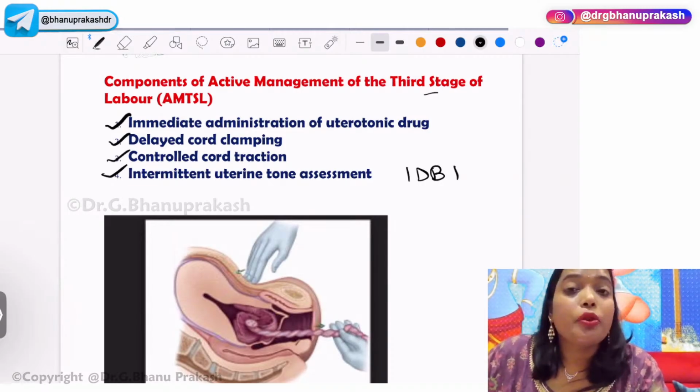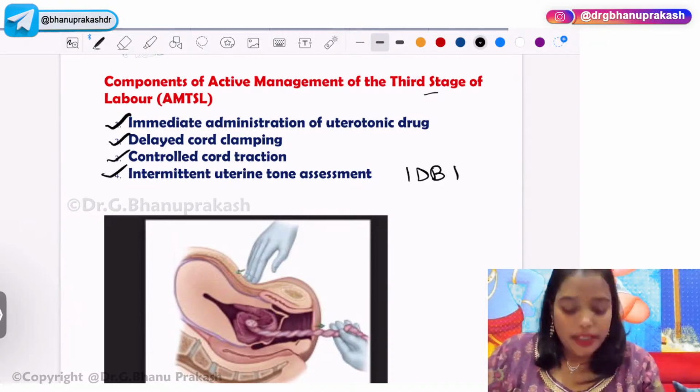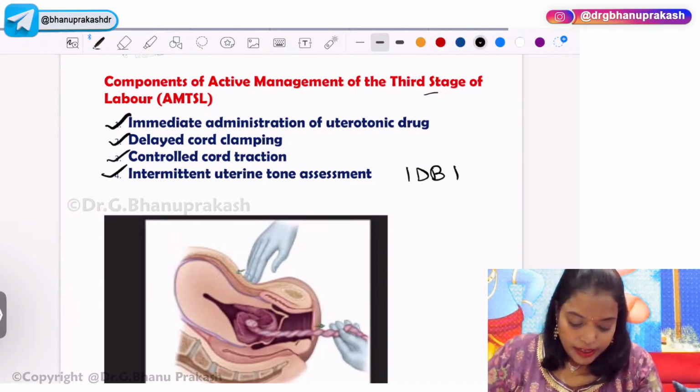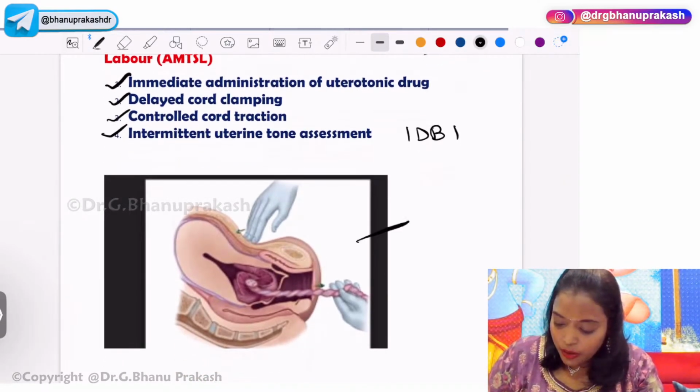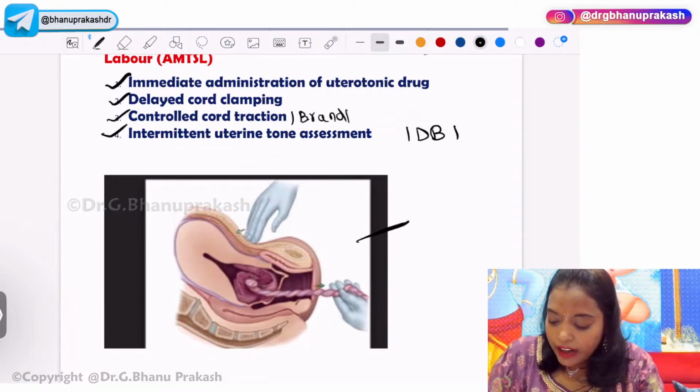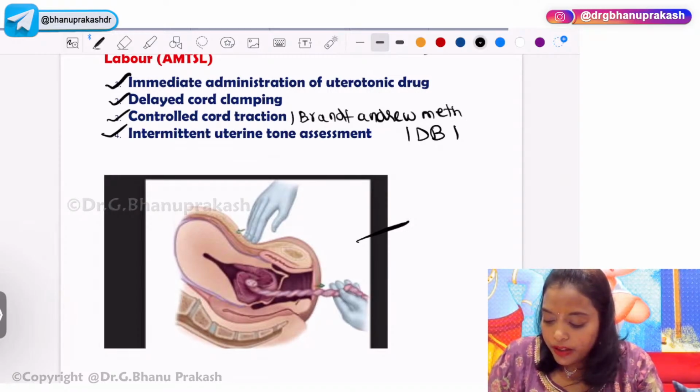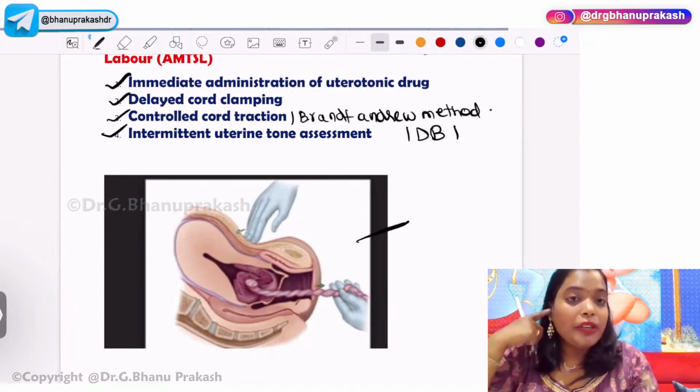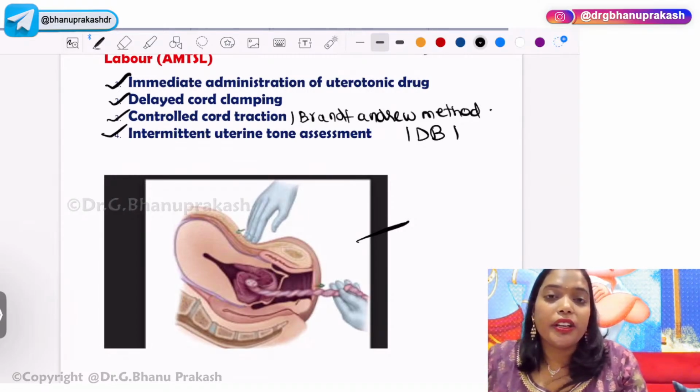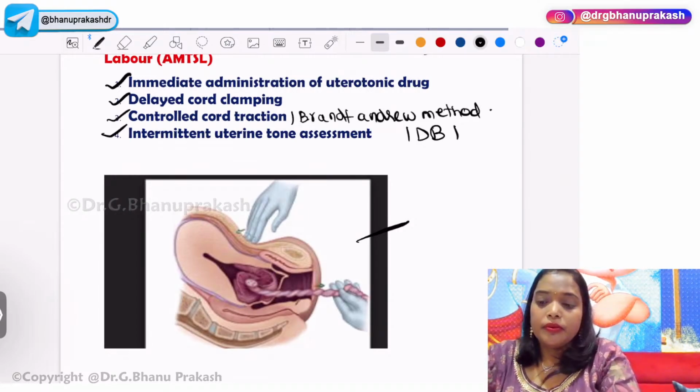What are the different uterotonic drugs which you can give for AMTSL? Yes, this is nothing but the controlled cord traction, also called the Brandt-Andrews method. Okay, can you tell me what are all the uterotonic drugs you can give?